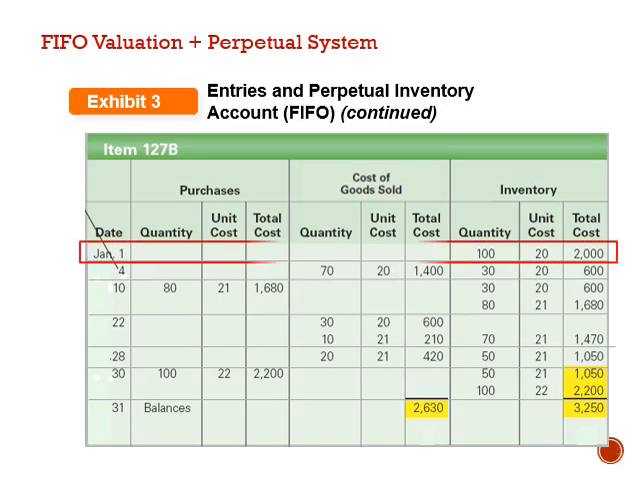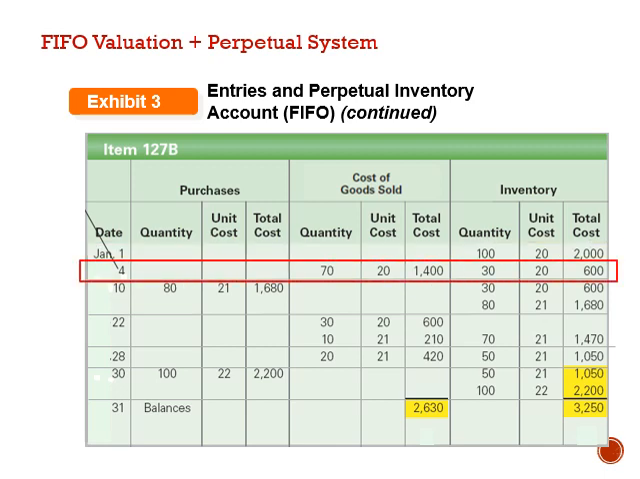On 1st January, we have a balance of 100 units at a cost of $20, so that the total cost is at $2,000. On 4th January, there is a sale of 70 units and we only have one batch of goods available, and that is of those with a cost of $20 per unit, so we take from that batch of goods to transfer the cost to the cost of goods sold account. In this case at $1,400, leaving a balance of 30 units and total cost of $600.